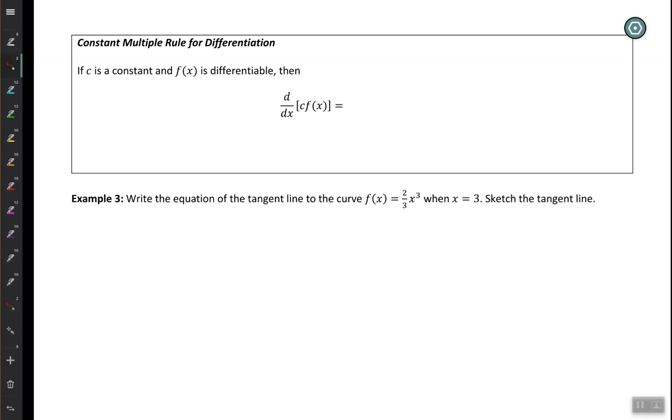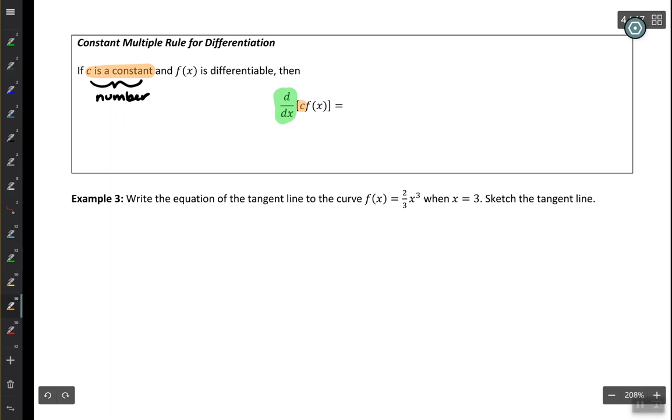Right, so the constant multiple rule for differentiation. Remember, derivatives are limits, and this follows directly from the constant multiple rule for limits. The limit of a constant times a function is just the constant times the limit of the function. So if c is a constant, just a number, and f is differentiable, then the derivative of that constant times f is just the constant times the derivative of f of x.